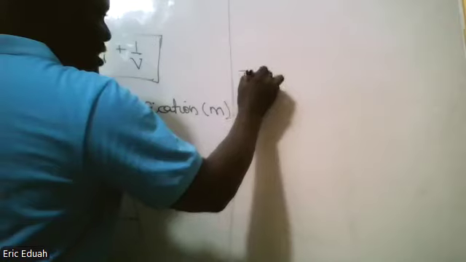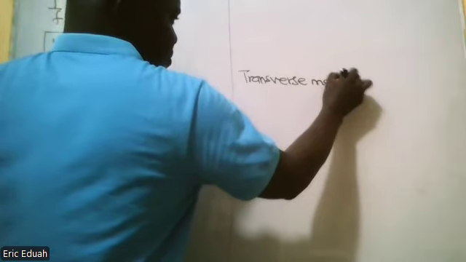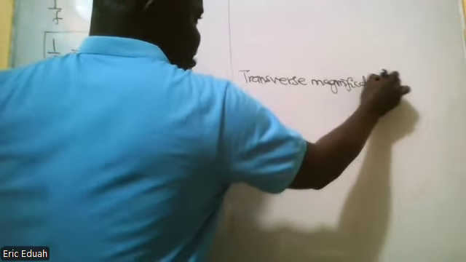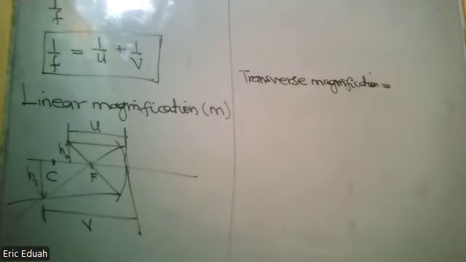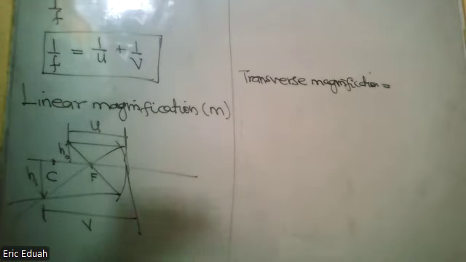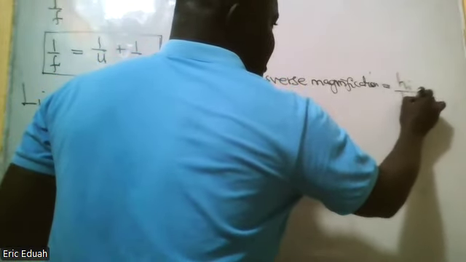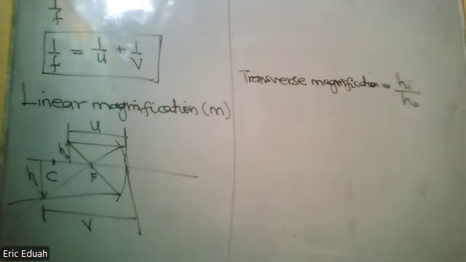transverse magnification. In transverse magnification, we are looking at the ratio between the image height as against the object height. So transverse magnification looks at the vertical height of image and object. So this is equal to HI over HO. That is image height over object height.